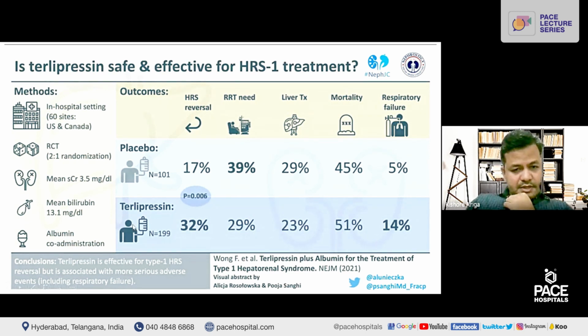But at the initial stages of the study, more patients in the terlipressin group were listed for liver transplant. But at the end of the study, only 23% in the terlipressin group were transplanted, whereas 29% in the placebo group were transplanted. Mortality was almost similar. But the most important alarming point was an increased risk of respiratory failure in patients with terlipressin. The risk was 14% in the terlipressin group compared to 5% in the placebo group. So the conclusion was terlipressin is effective for type 1 HRS. There is no doubt in that, but there are more serious associated side effects, including respiratory failure.